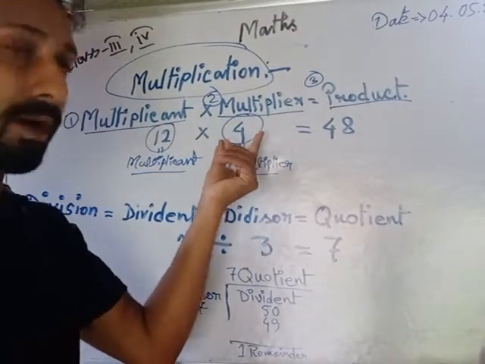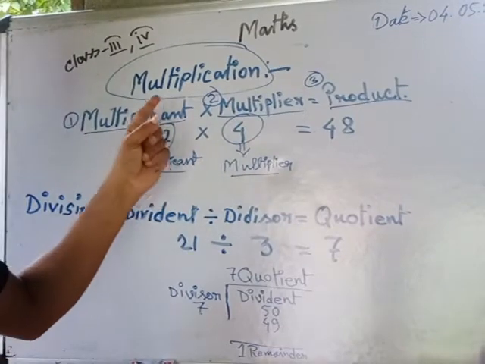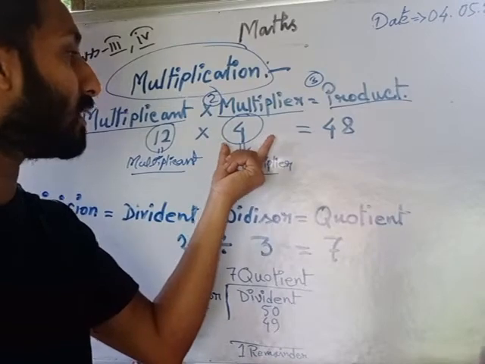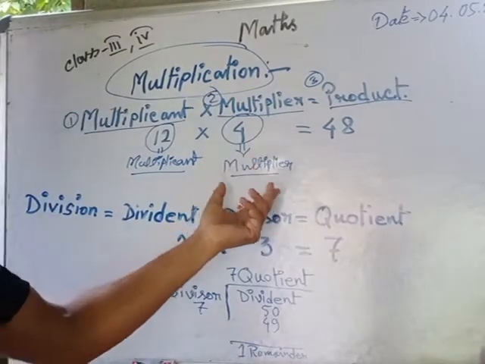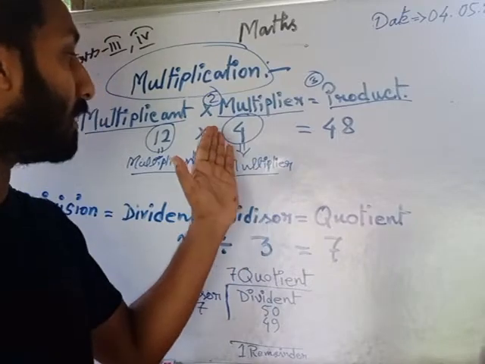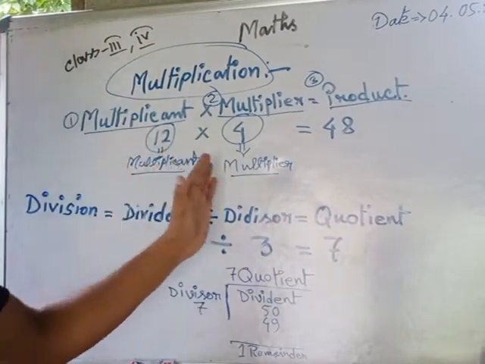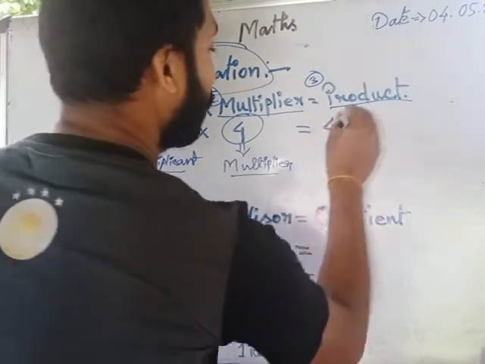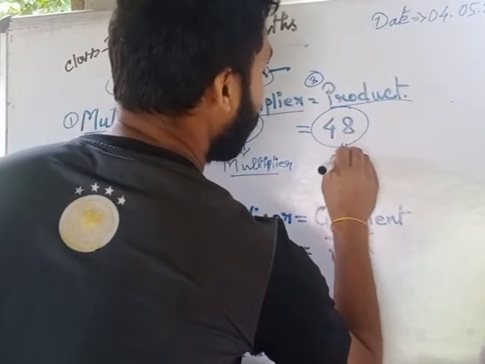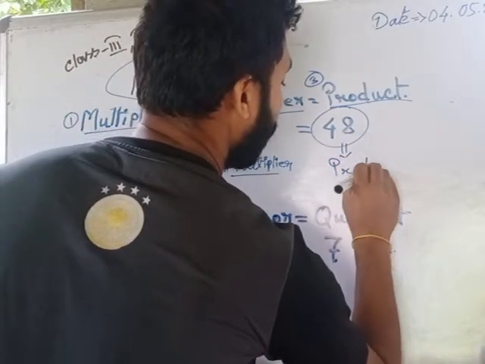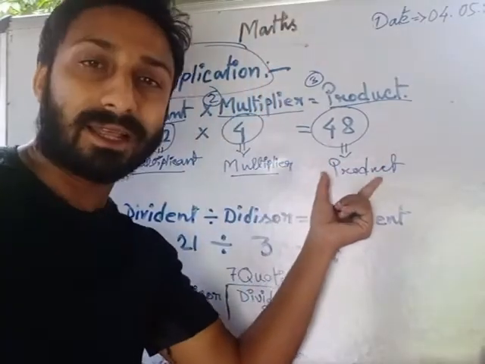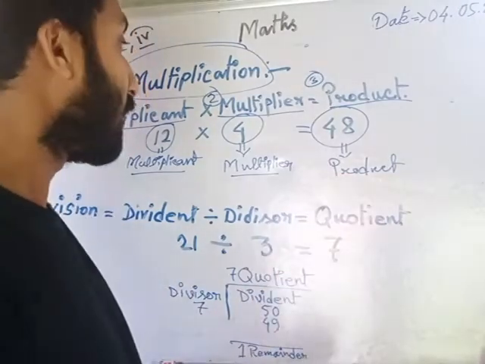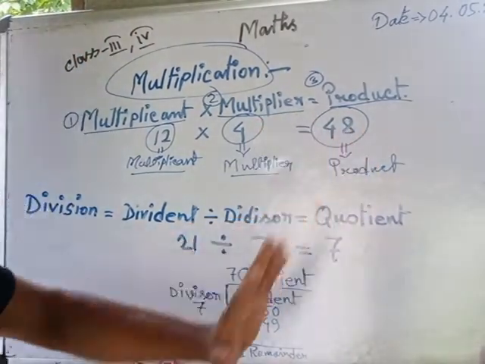Multiplier is the number by which it gets multiplied, that is called the multiplier. And product is the result. Product is the result of multiplication.